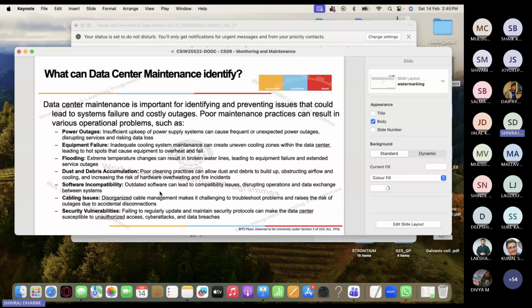What are those problems? Power outage, equipment failure, flooding, dust debris accumulation, software incompatibility, cabling issues, or security vulnerability. So let's take one out of this. Software incompatibility means if you use outdated software, that can lead to compatibility issues, disrupting the operations, and data exchange between the systems may not happen properly. So you have to check that regularly.